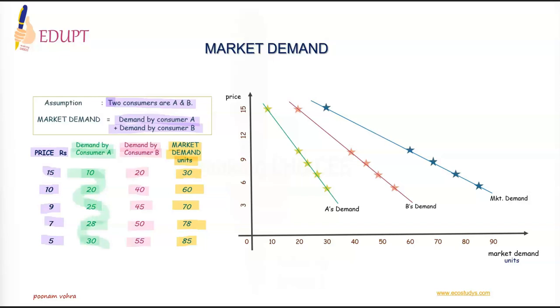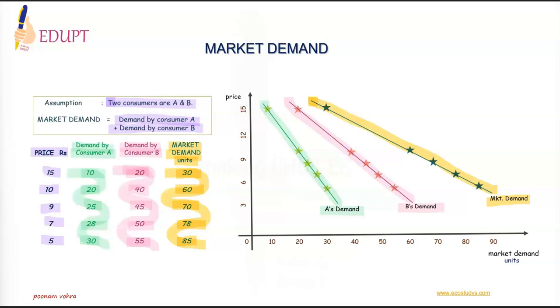By doing so, one gets a downward sloping demand curve, A's demand. Then one can plot quantity demanded by consumer B by plotting these values. And one finds once again a downward sloping demand curve as B's demand. Finally, one can plot these values as market demand and one finds that market demand is also downward sloping but is much wider as compared to the previous two demand curves.